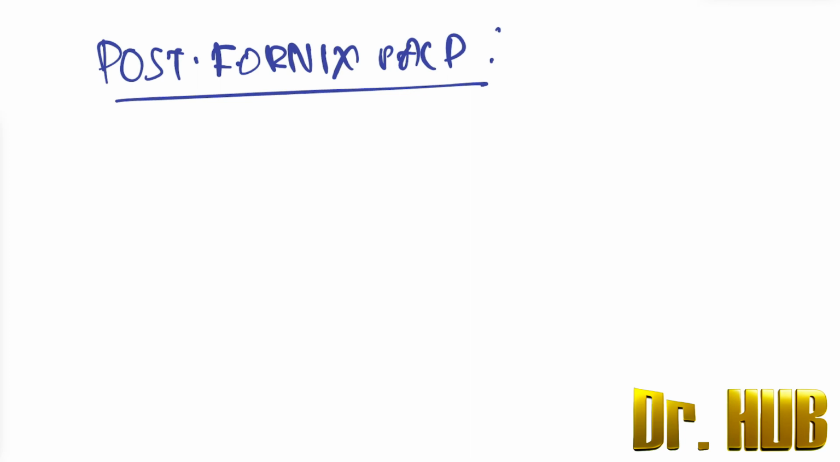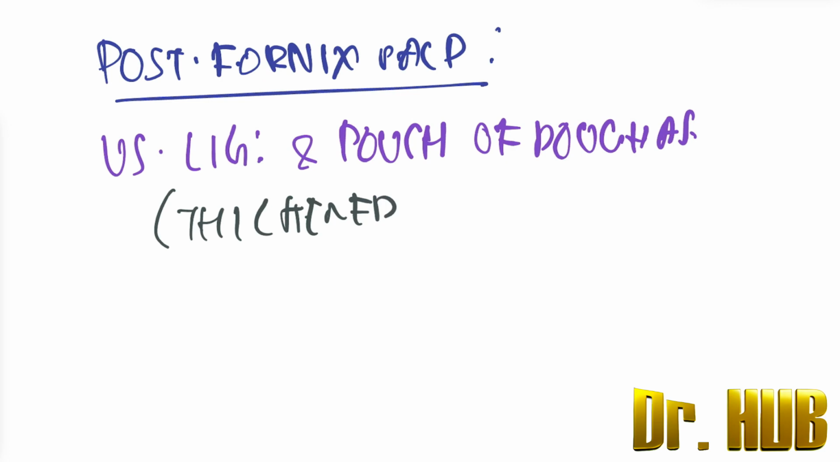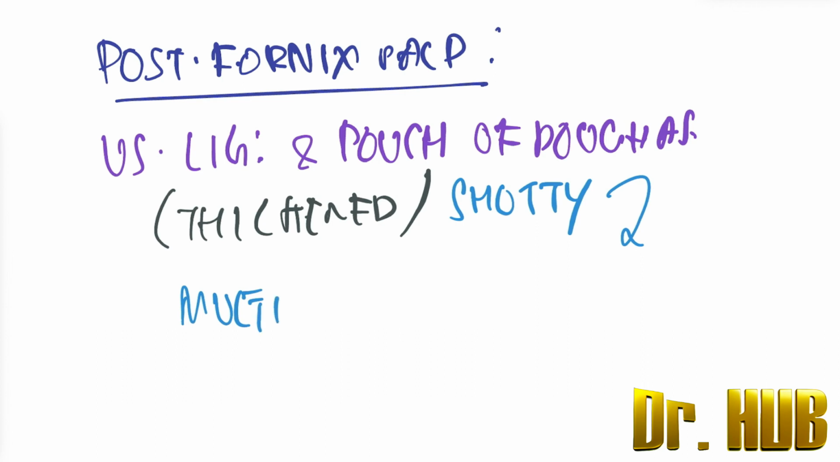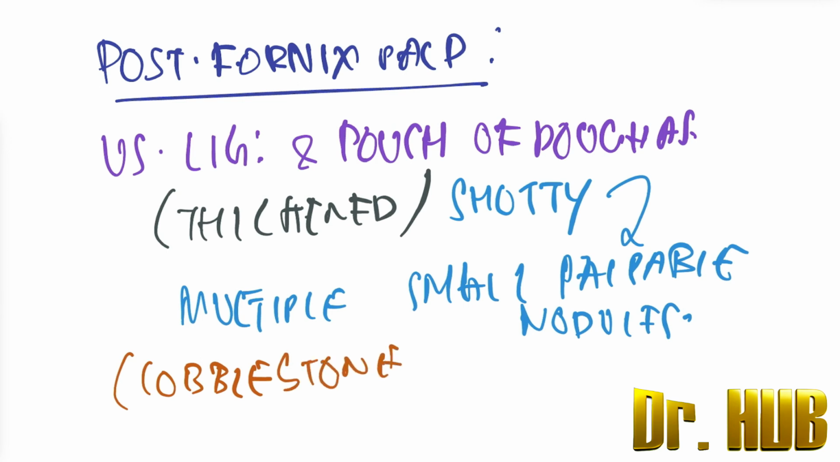Next is the posterior fornix palpation. Under posterior fornix palpation, the uterosacral ligament and the pouch of Douglas feel thickened and shortened, with multiple small palpable nodules. This is known as the cobblestone feel of the uterosacral ligament.